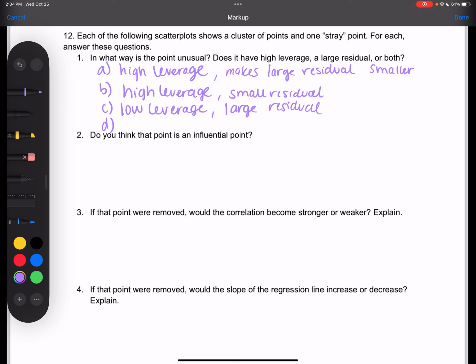Were you looking at the red ones? Good news is that one's your homework. I was wondering about how you guys got low leverage. Oh, I see. D is high leverage. You looking at the blue ones, Josh? Yes. Any idea about the residual on D? Probably small, just looking at it.